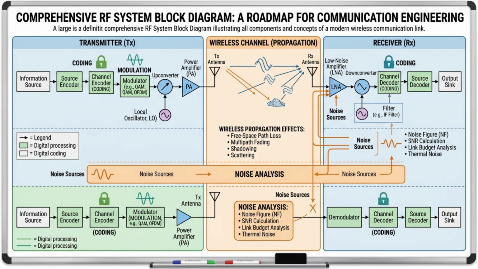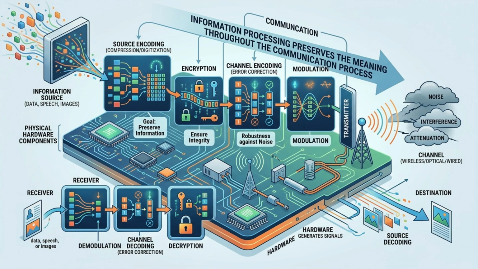The RF system block diagram provides a roadmap for understanding communication engineering. Nearly every concept studied in future RF courses, including modulation, coding, antennas, noise analysis, and wireless propagation, fits somewhere within this framework. A common misconception is that communication systems are primarily hardware systems. In reality, information processing is equally important. The purpose of every block is not simply to generate signals, but to preserve information throughout the communication process.